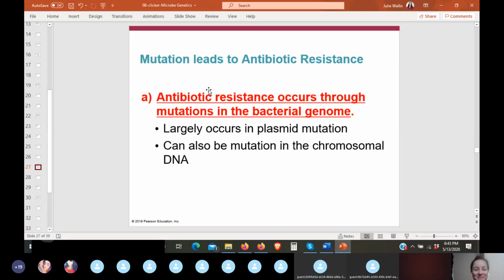Okay. So if you download that again, you can click on that to learn more about it. This largely occurs in the plasmids, which are the smaller circular pieces of DNA separate from the larger circular chromosomal DNA. The reason for that is just because they're so small that they mutate much more quickly when they're replicating. However, it can also happen in the chromosomal DNA.